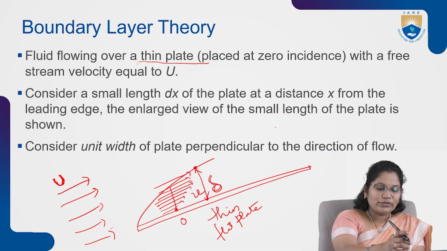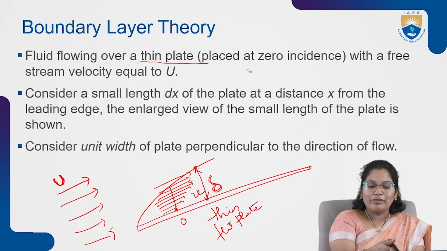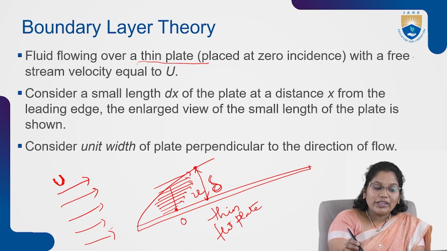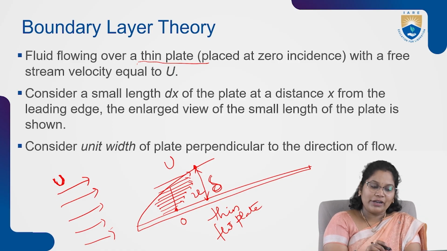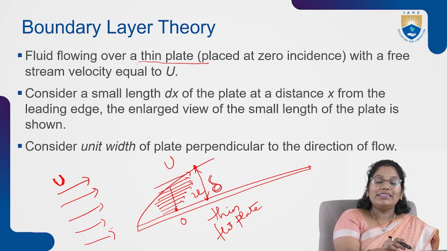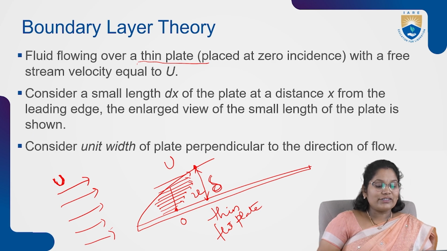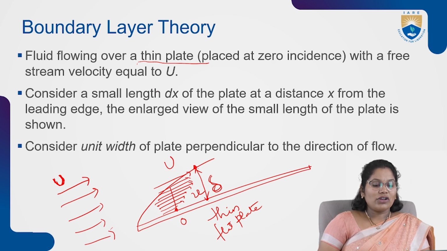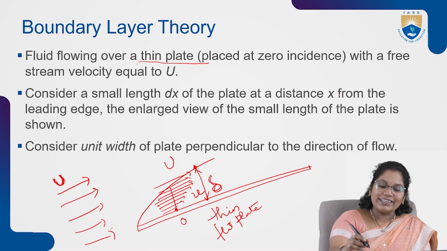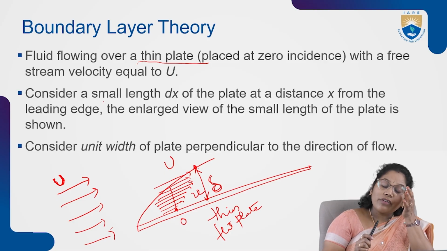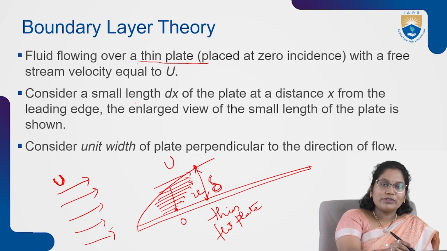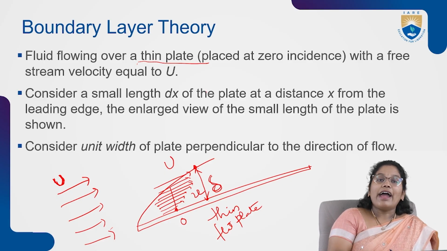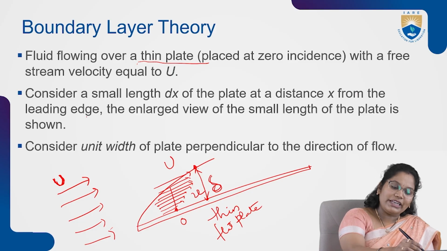So that is fluid flowing over a thin plate placed at zero incidence with a free stream velocity equal to U. Inside it is small u and outside it is capital U. Now consider a small length dx of the plate at a distance x from the leading edge.